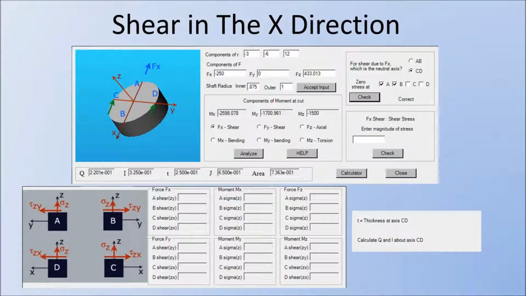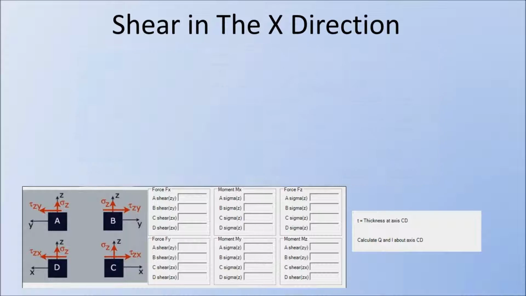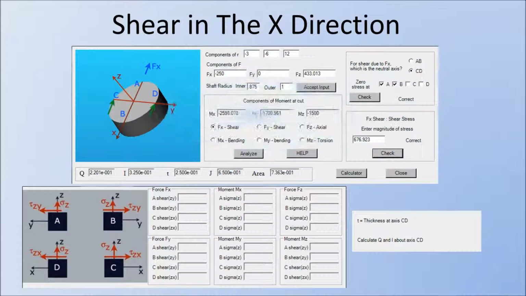Now, once you've input your answers, and for this it'll be CD is the neutral axis, and there'll be zero stress at A and B, we'll hit check, it'll tell us correct, and then it'll open up the box just below that, which asks for the magnitude of stress. So, as you can see, we've entered in 676.923 psi, which is the correct answer, and hit check.